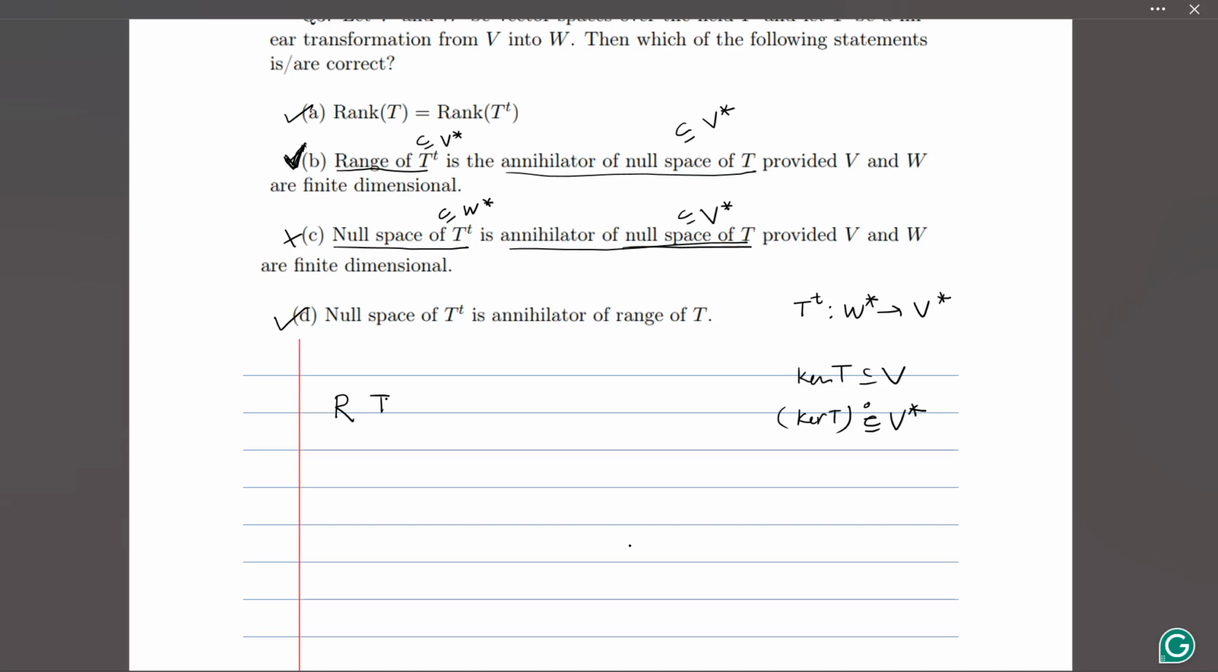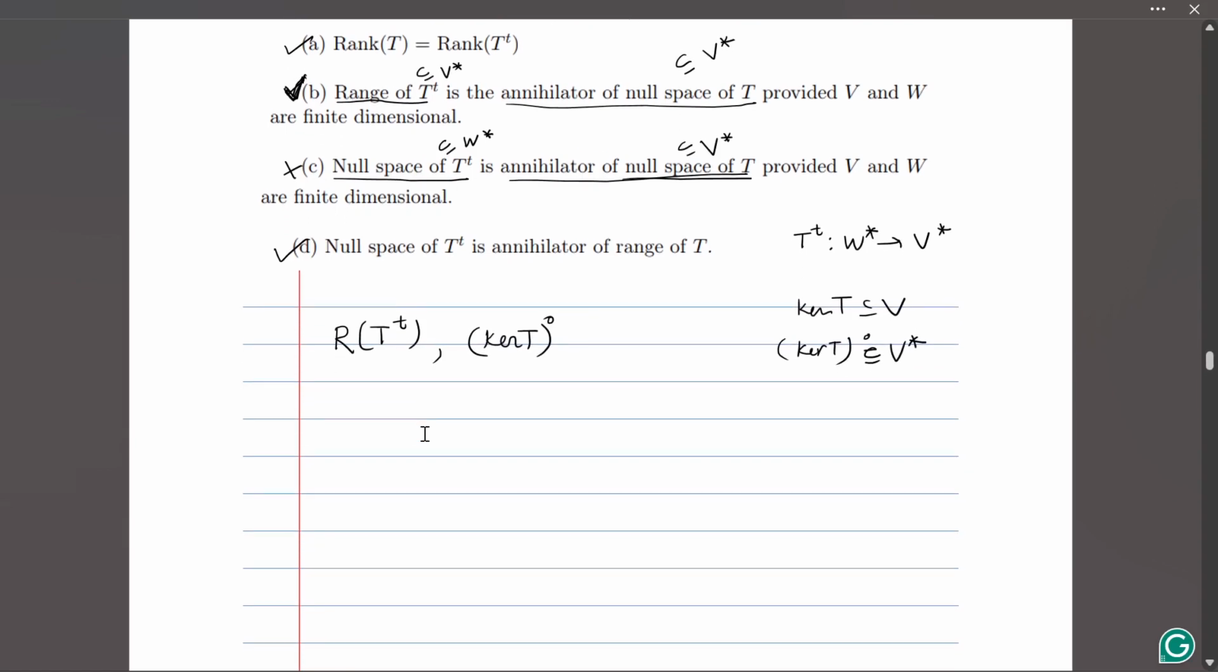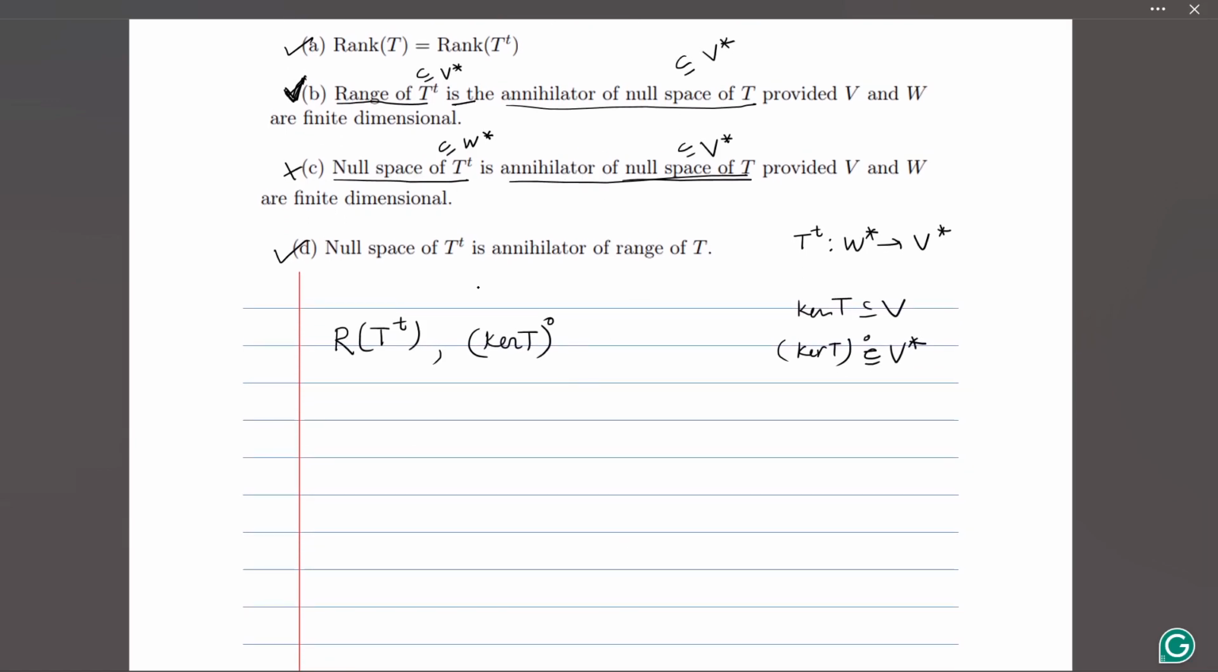Range of T transpose. I'm writing like this notation. An annihilator of null space of T is kernel T and this notation. These are my notations, and I'm going to show they are equal if V and W are finite dimensional. So take some X in the left side, range of T transpose. This implies there exists F in W star such that T transpose of F is equal to X.